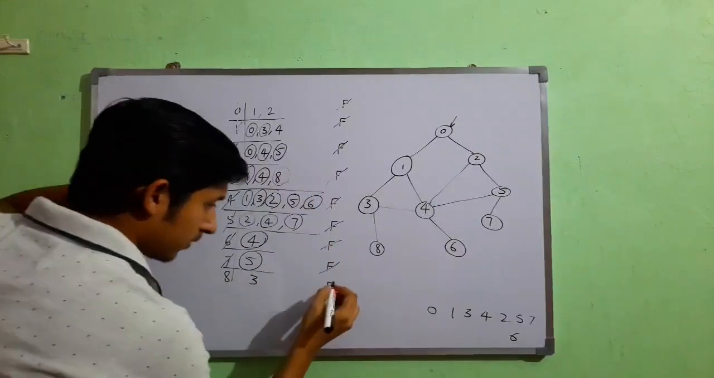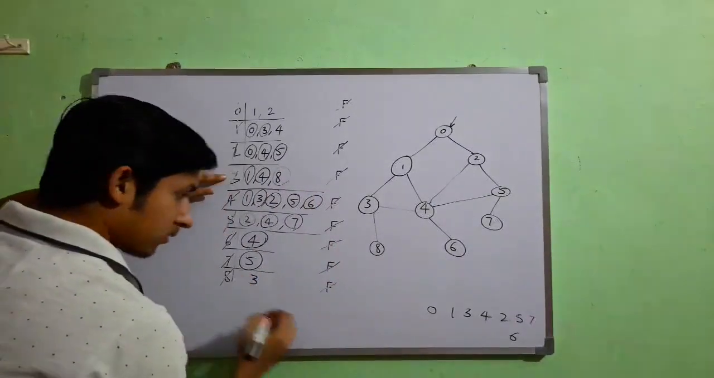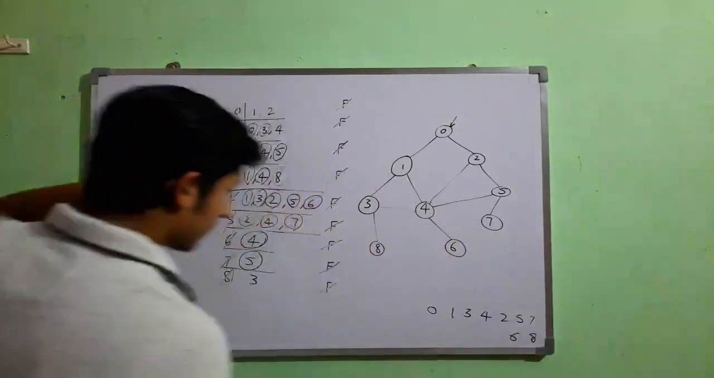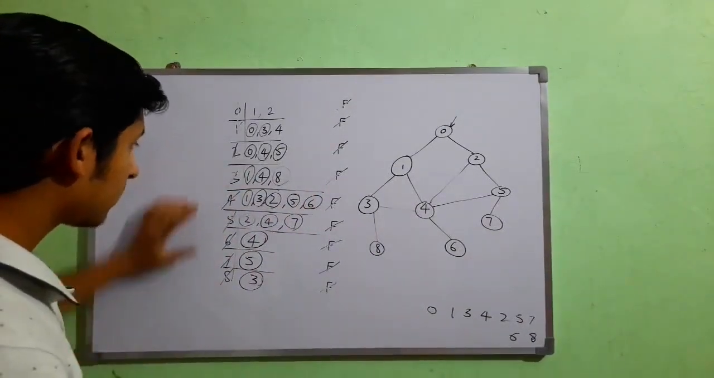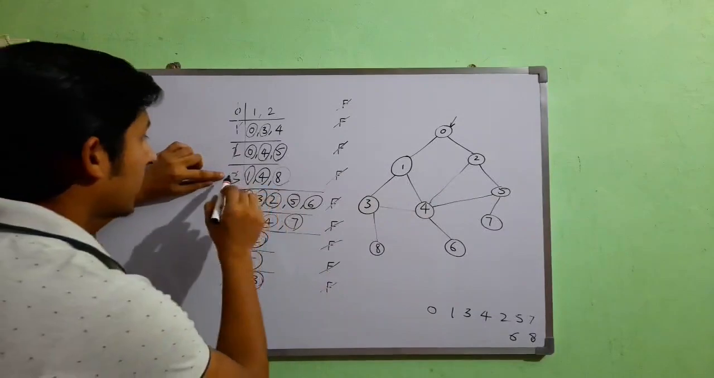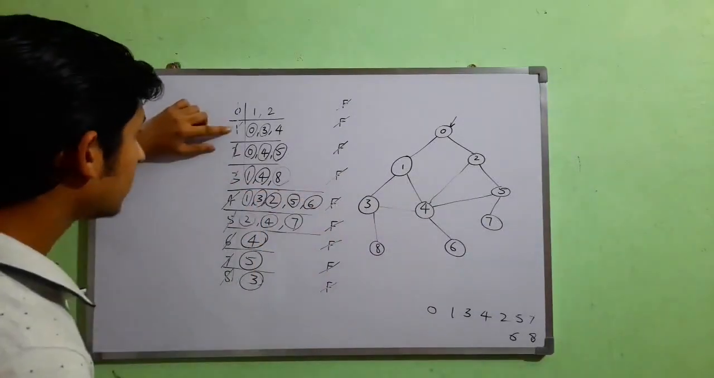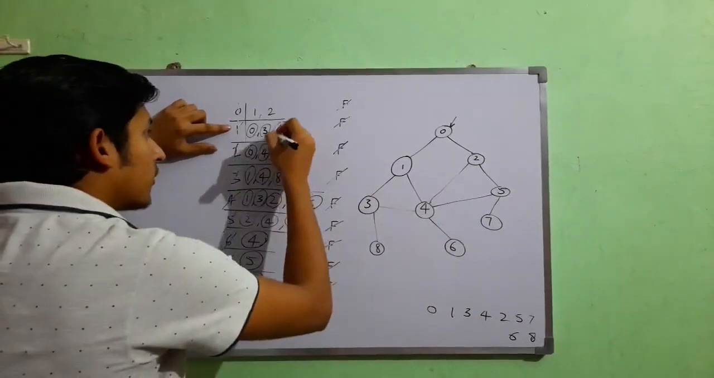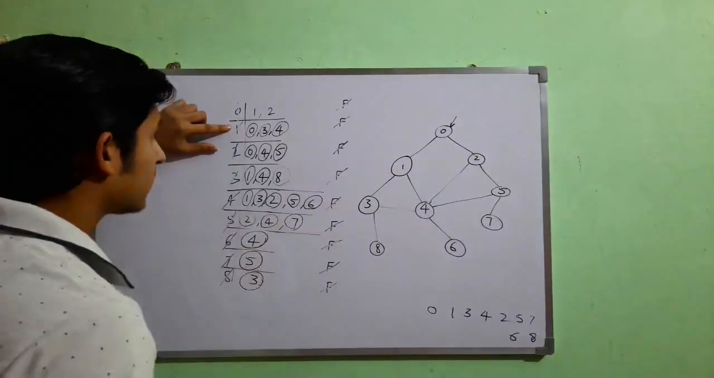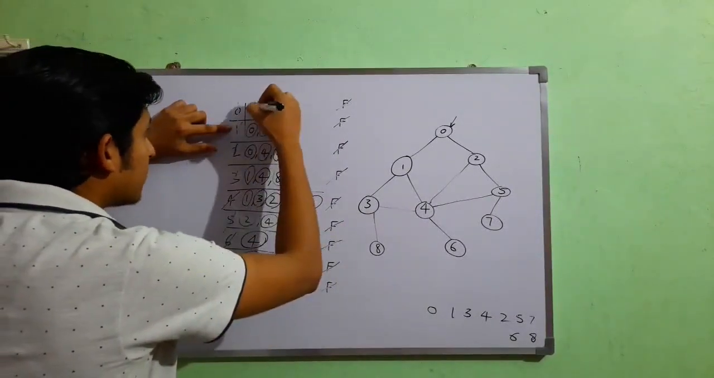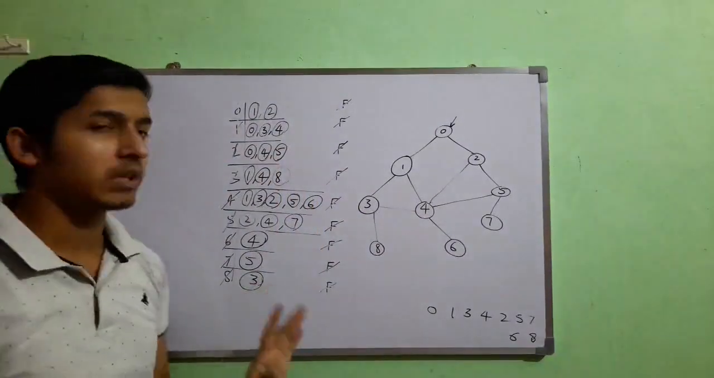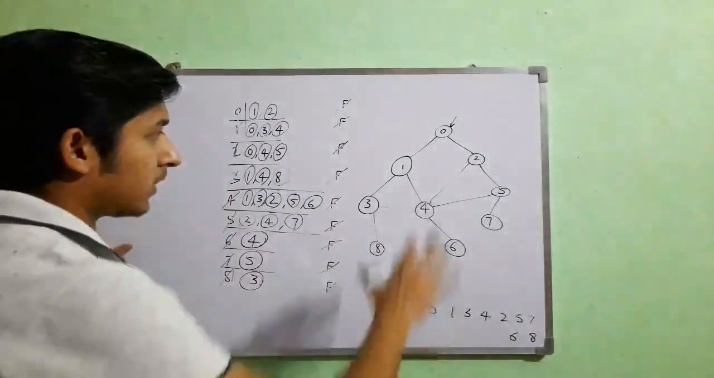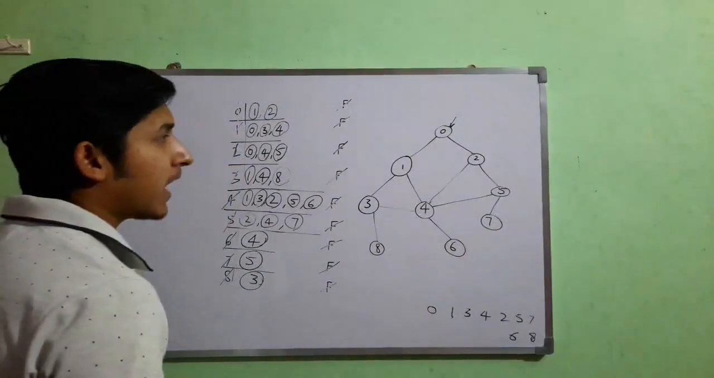So after 8 I visited 3 completely, so I come back here, 4 visited. Now 1 is complete, 2 visited, so done. We did depth first search for everyone out there.